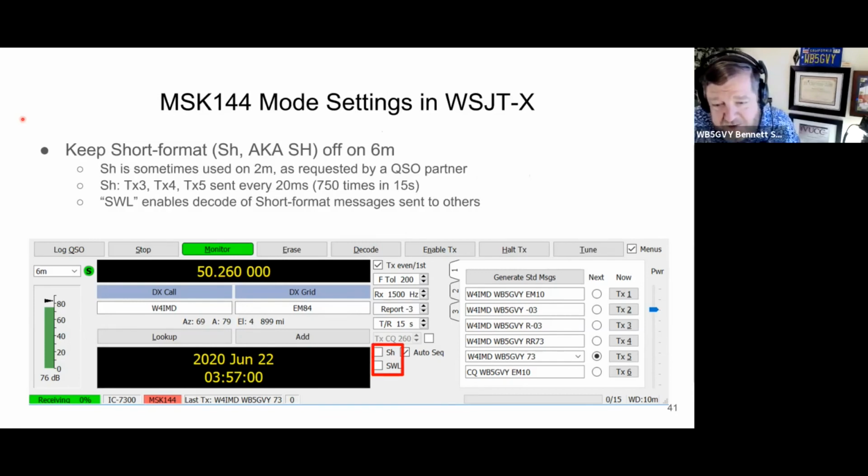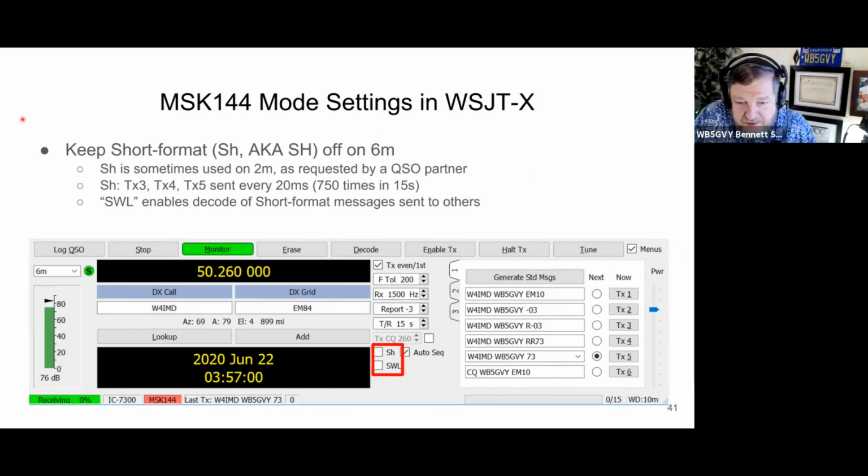There are some extra boxes here that normally you can leave unchecked. SH stands for short format. The short format is sometimes used on 2 meters when it's requested by a QSO partner. It's generally not used on 6 meters.